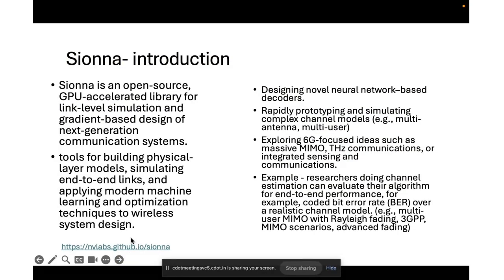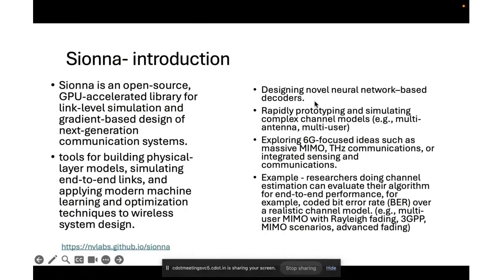This shown is one example. There are other examples also possible where you can build the physical layer models, simulate end-to-end links, try out optimization techniques, and then you can show that your proposal is really comprehensive.